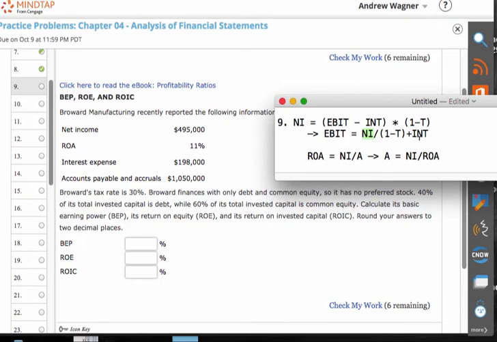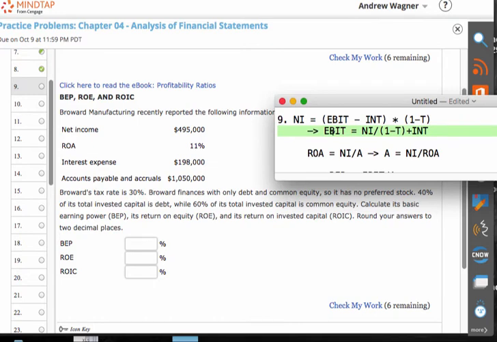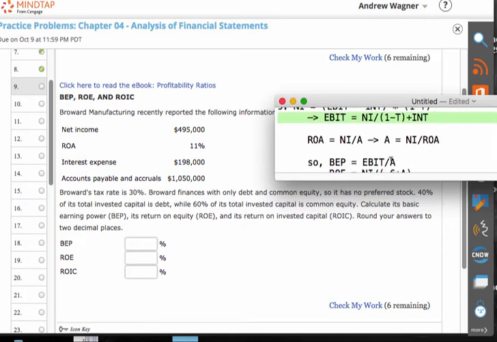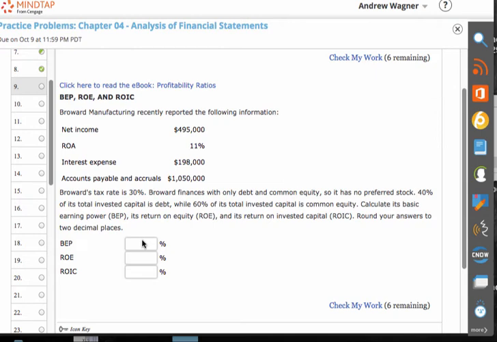Okay, so there's EBIT. We know we're going to need it to get basic earning power. We also need assets though, so we're going to use this 11% return on assets along with the net income, the $495,000. We know that return on assets is defined as net income over assets. Rearranging that equation, total assets equals net income divided by return on assets. Now we can calculate the basic earning power. I'm getting 20.11.